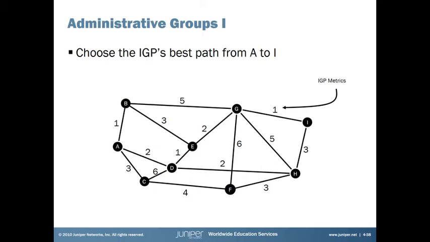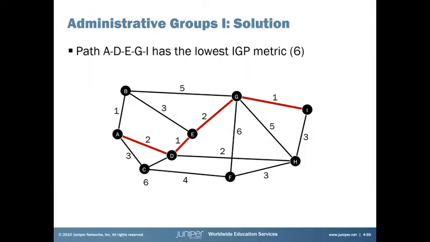We go A to B, 1, 4 down to E, 5, 6, 7. So far, I think that A, D, E, G, I looks to be the best path, and there it is. That is our best path. Okay. So that's the IGP's best metric. I'm getting from A to I.